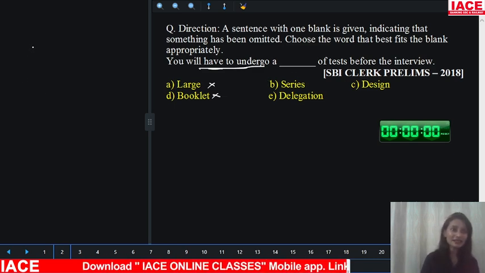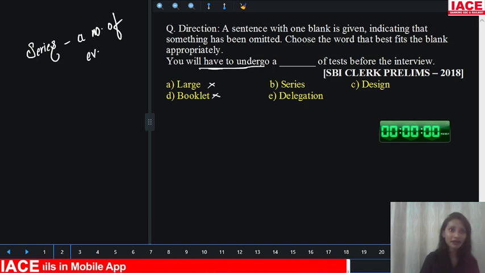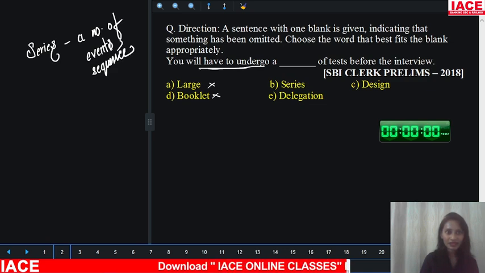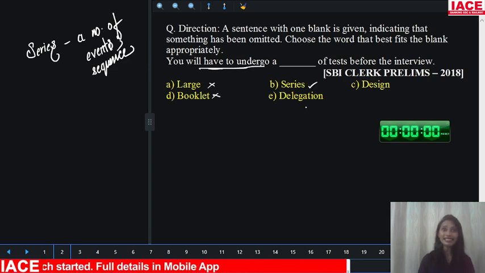Series of tests. What is the series? Let's see. Series means a number of events, or you can also go with another meaning, sequence. All right, so you can say sequence of tests, number of tests, giving the sense, so it could be the possible answer. Now look at this, delegation.